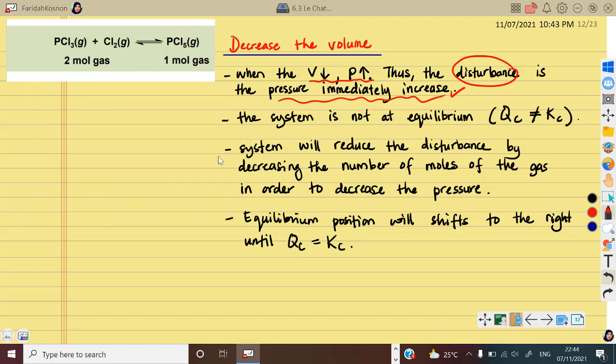Jadi system will reduce the disturbance by decreasing the number of moles of the gas in order to decrease the pressure. Jadi kalau you tengok kat sini, tindak balas yang akan menghasilkan fewer moles of gas adalah forward reaction. So equilibrium position will shift to the right until QC equals to KC. Okay, konsepnya you kena ingat pressure dengan mole of gas ini dia berkadar terus. Okay.